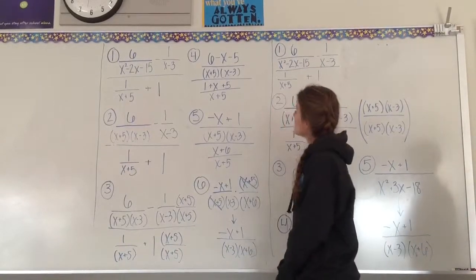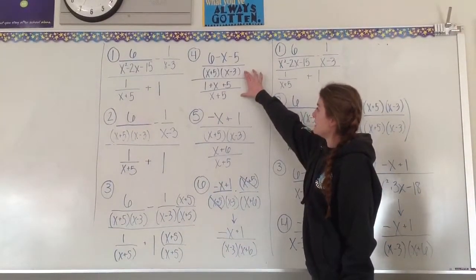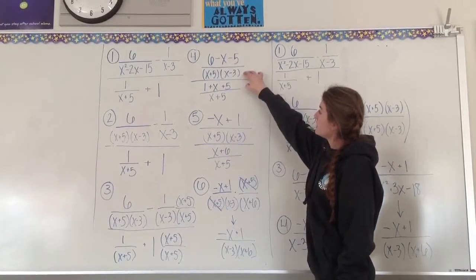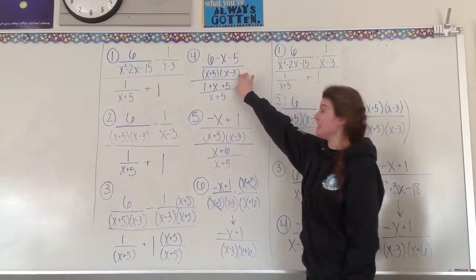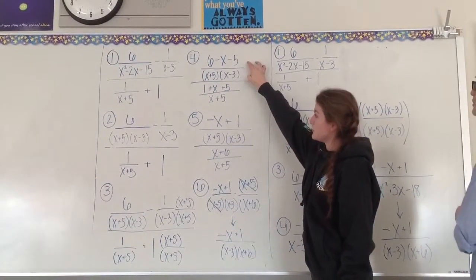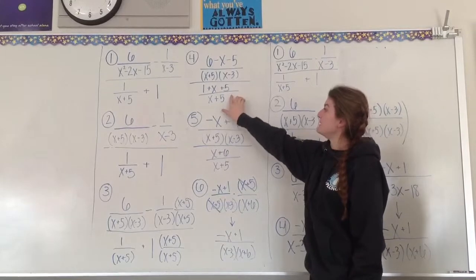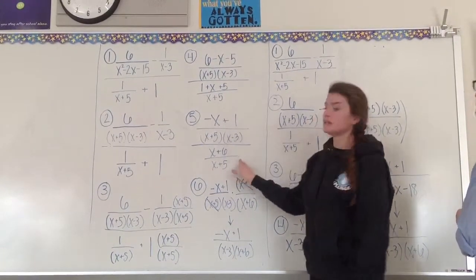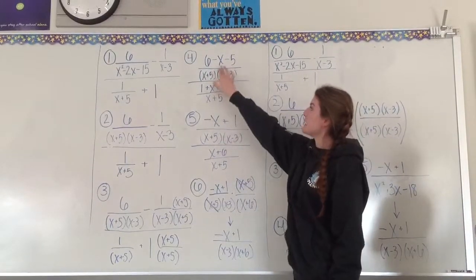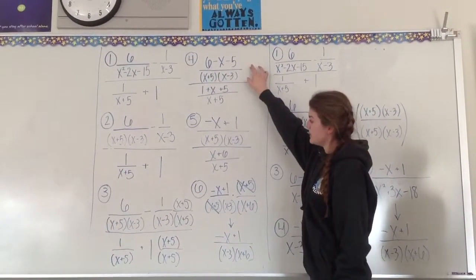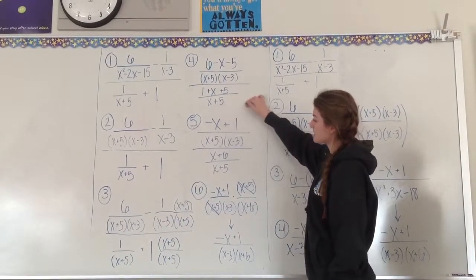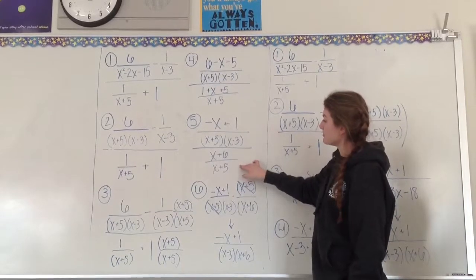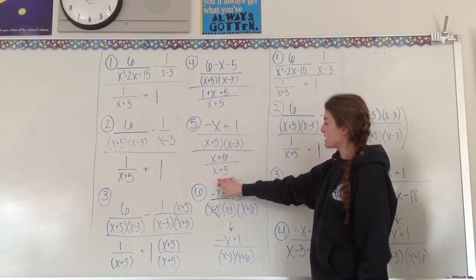The next thing I did was get my denominators together and get my numerators together. So the common denominator on the bottom is x plus 5, x minus 3, and my numerator is 6 minus x minus 5. On the bottom, the top is 1 plus x plus 5, and the bottom is x plus 5. The next thing I did was combine my like terms. So 6 minus x doesn't work, but 6 minus 5 does. So my numerator is negative x plus 1 over x plus 5 times x minus 3. And my bottom is x plus 6 over x plus 5.